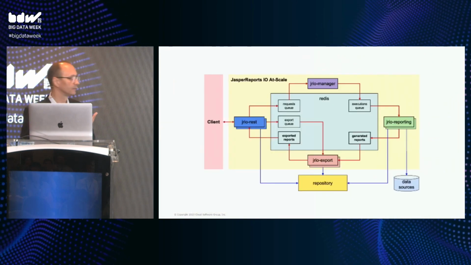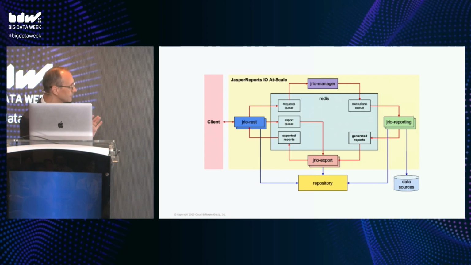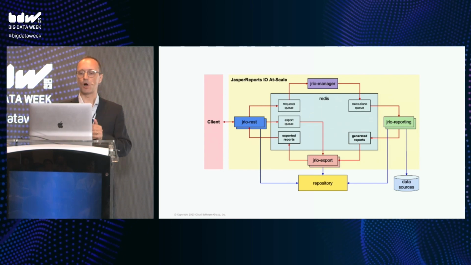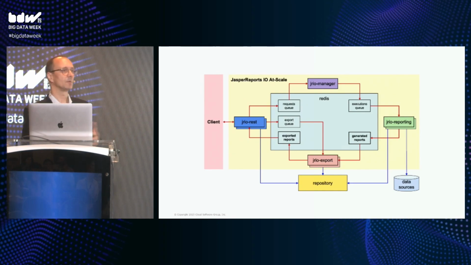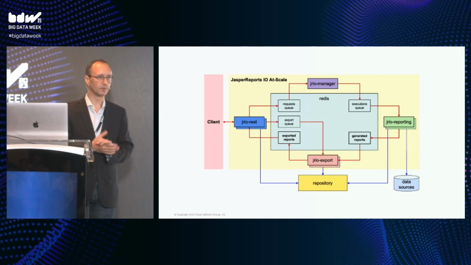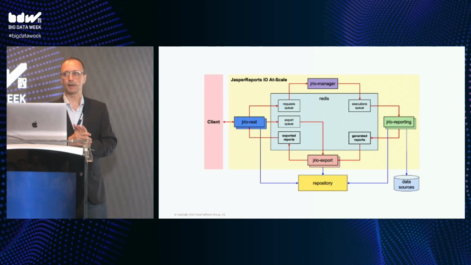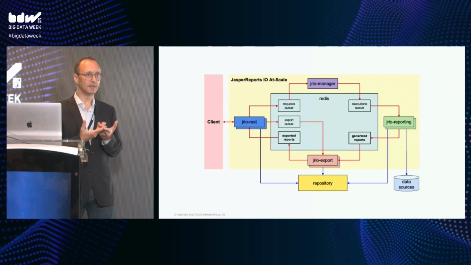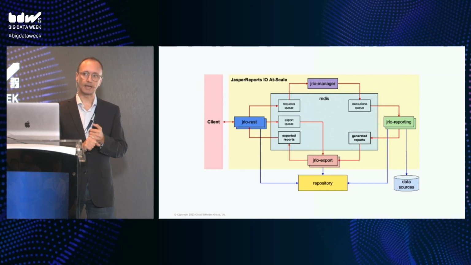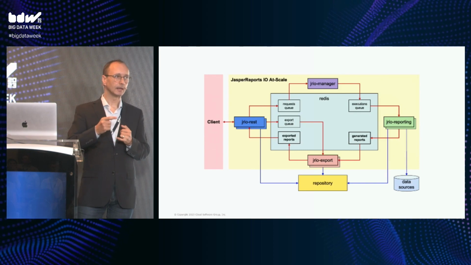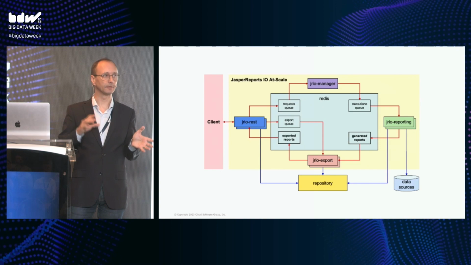So what we have here, I'm not sure if the text is very readable, but it's a diagram of our JasperReports IO cluster. When we say cluster, we usually say Kubernetes, but there can be other cluster technologies. But what we've done is that since we designed it with scalability in mind from the ground up, we knew that when it comes to scalability, certain features or certain aspects of the product need to scale differently.